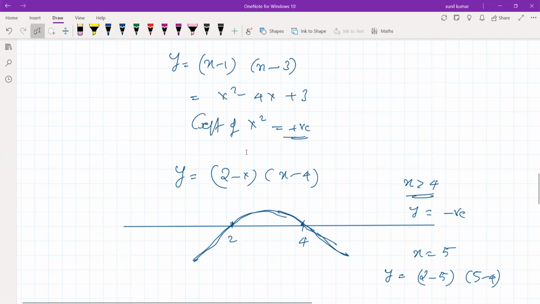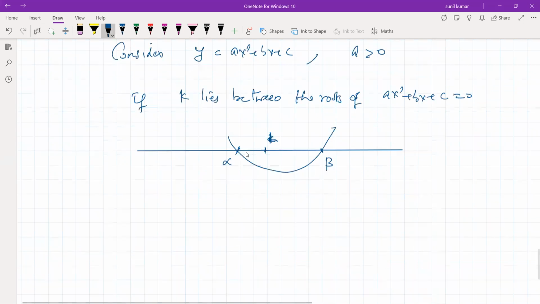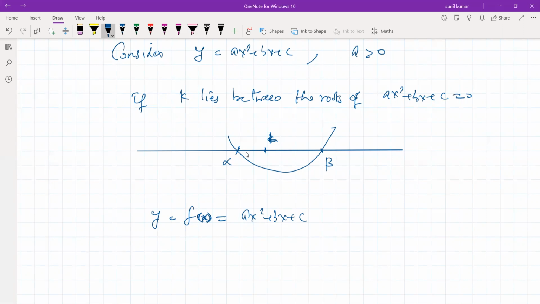Now what we are saying is that we can use a notation. Sometimes we will write ax square plus bx plus c, y we will denote it by f(x) also. Another notation for y equal to f(x). So what is happening? Yes, sir. If you put x equal to k, that means f(k), the value of f(k) becomes negative.